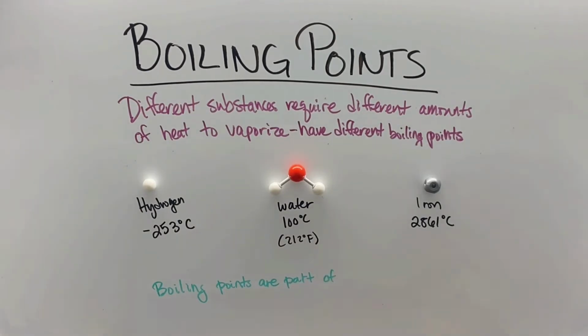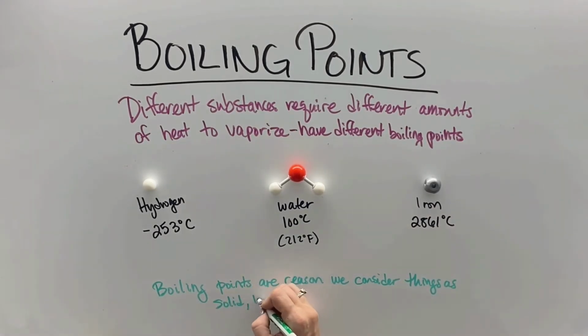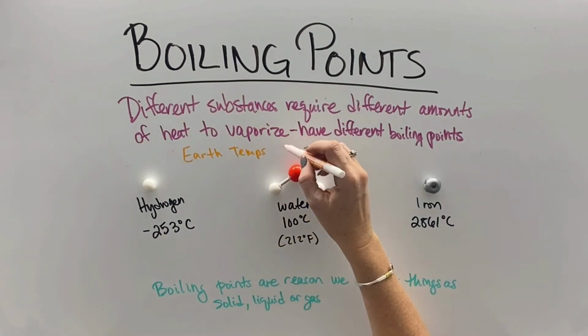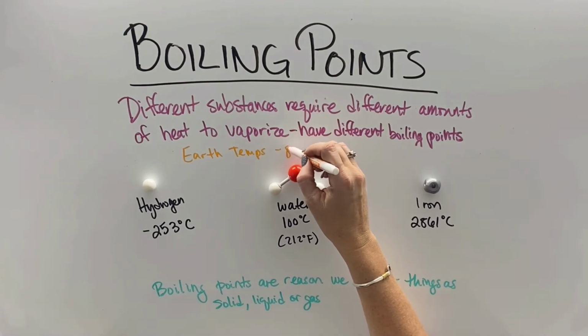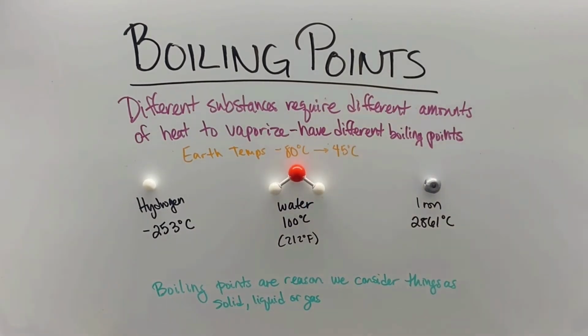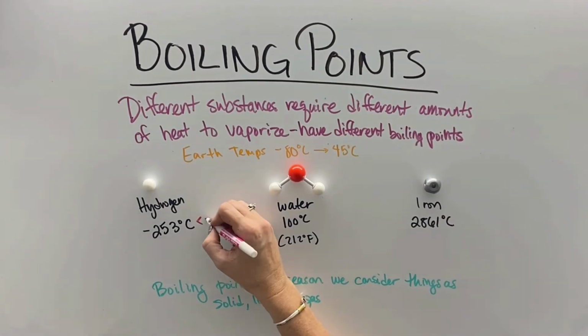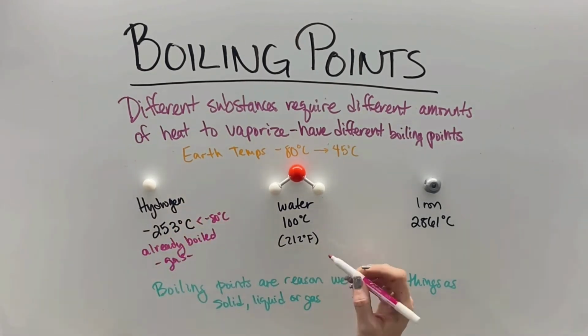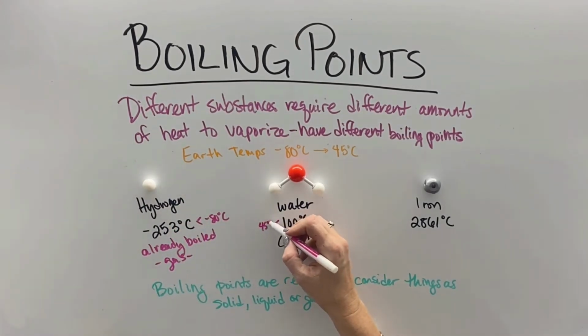These boiling points are basically the reason that we see things as solids, liquids, and gases. We consider hydrogen to be a gas because in our environment, like on Earth, we range from about negative 80 degrees Celsius to about 45 degrees Celsius as our lows and highs. Negative 253 is colder than any temperature we would see here on our planet naturally, and so we consider hydrogen a gas because it's basically already boiled.